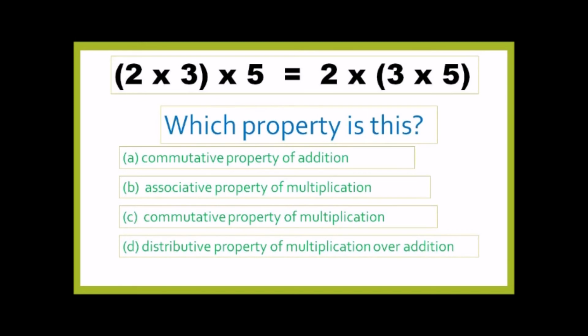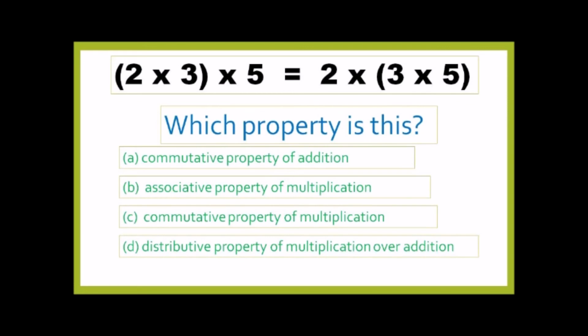A, commutative property of addition. B, associative property of multiplication. C, commutative property of multiplication. Or D, distributive property of multiplication over addition. Which one is it? See if you can come up with an answer before we work it out for you.